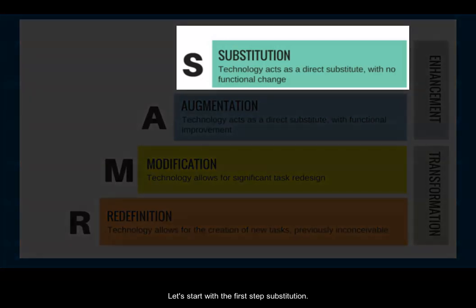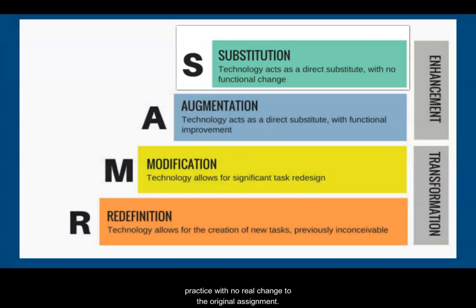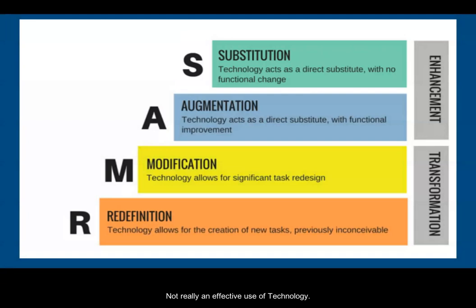Let's start with the first step, substitution. In this step, technology acts as a direct substitute for traditional tools with no functional change. This is where my mind went when thinking about integrating technology into my teaching practice in the beginning. An example would be typing a paper instead of writing a paper. I am substituting technology for the traditional practice with no real change to the original assignment. It's not really an effective use of technology.